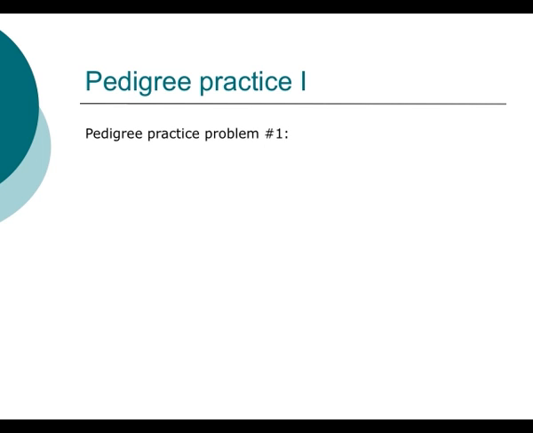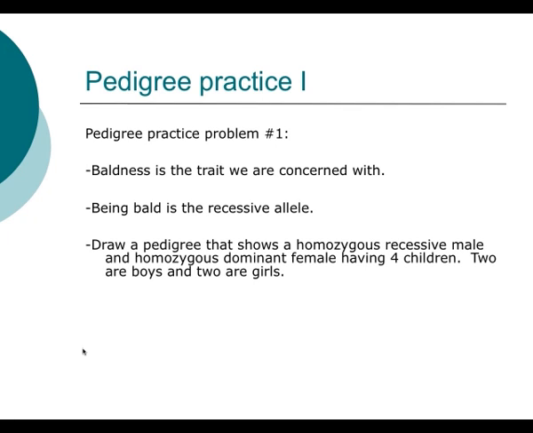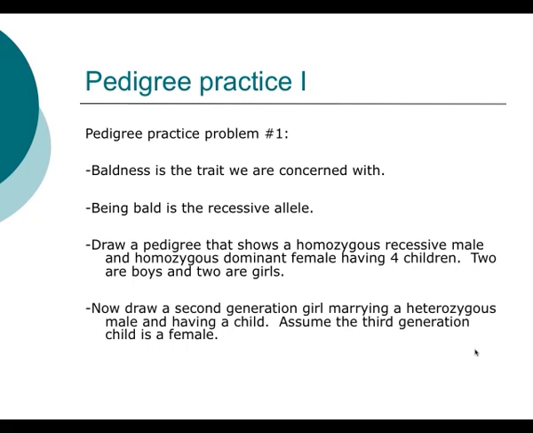For pedigree practice problem number 1, the outline of the problem is we've got the trait of, I believe it's baldness, right? Yep, baldness is the trait we're concerned with. Good old male pattern baldness. Being bald is the recessive allele. And you're going to draw a pedigree that shows a homozygous recessive male and a homozygous dominant female having 4 children. 2 are going to be boys, 2 are going to be girls. And you're going to draw a second generation girl marrying a heterozygous male and having a child. And you're going to assume the third generation child is a female. What are the possible gene combinations for this female?